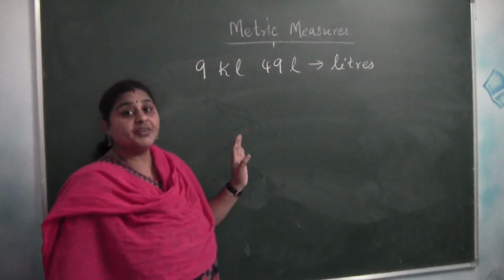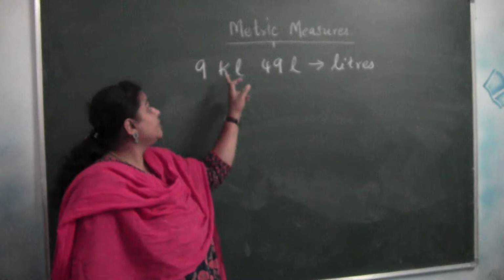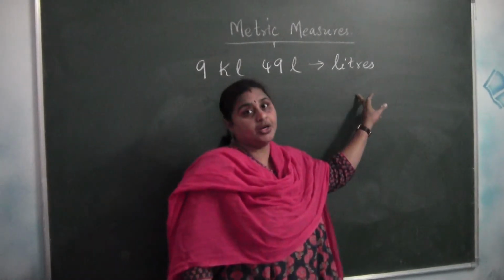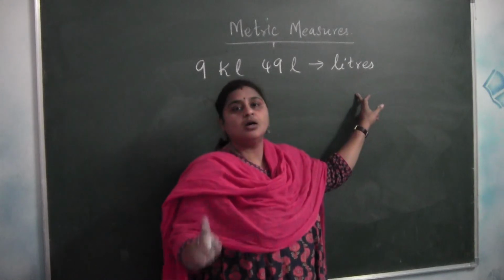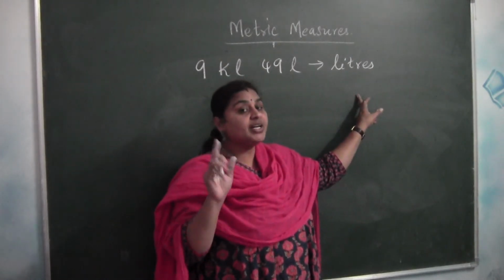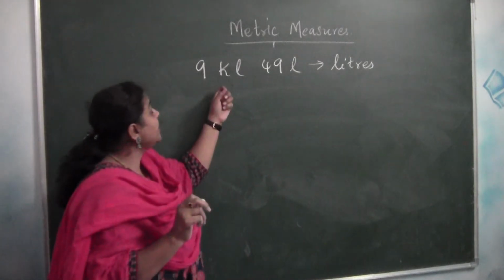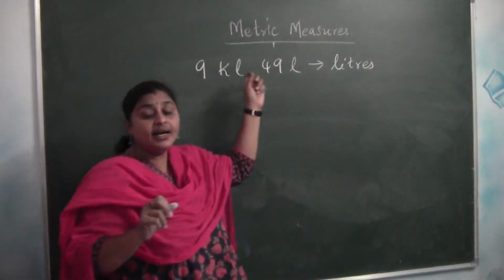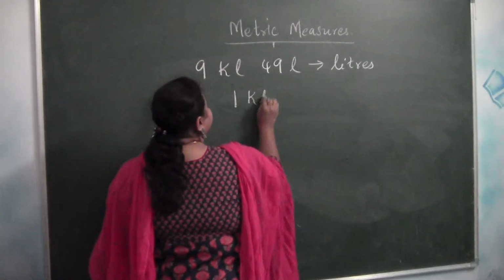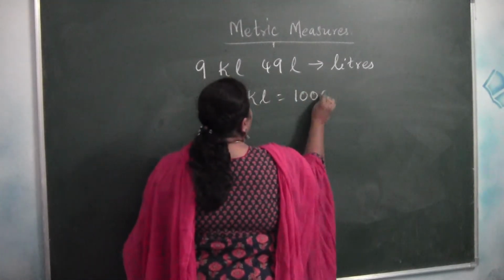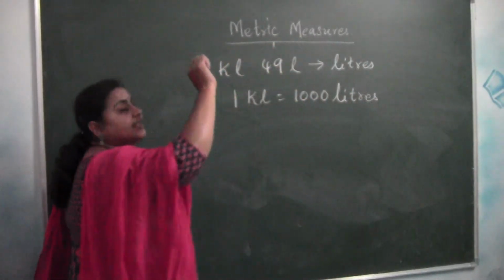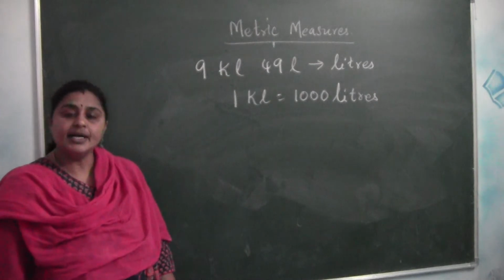So first, what are we going to check? We are expressing bigger unit in terms of smaller unit. What are we going to do? Multiplication. With what are we going to multiply? We need to check the relation between liters and kiloliters. 1 kiloliter is equal to 1000 liters.